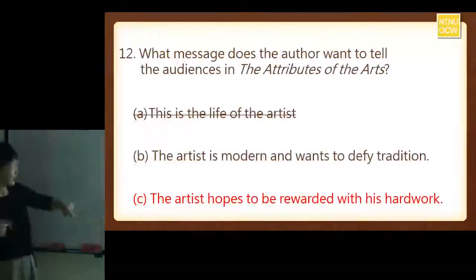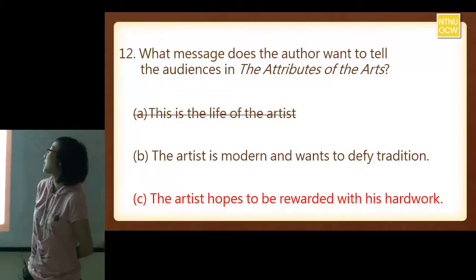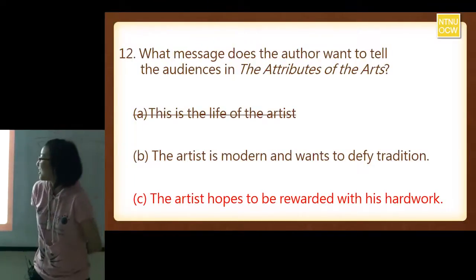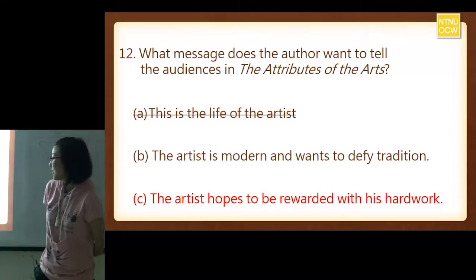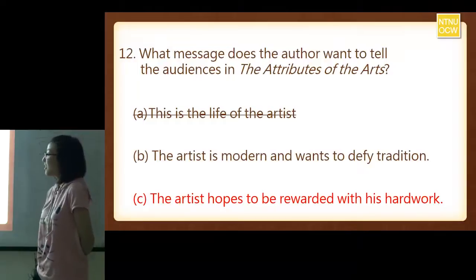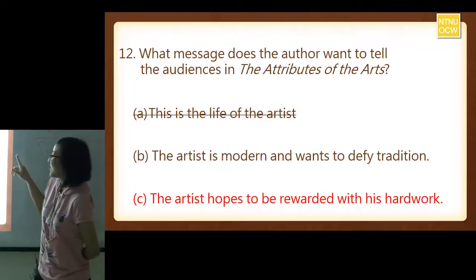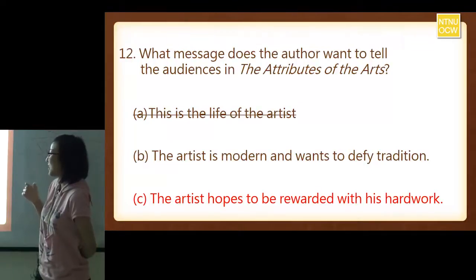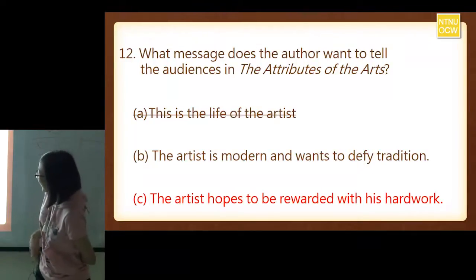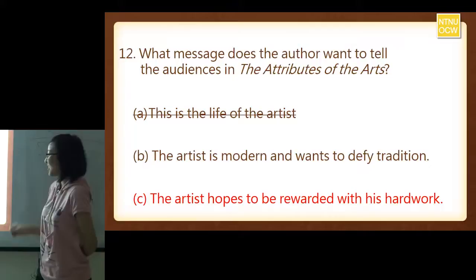This one is relatively simple. The next one: what message does the author want to tell the audience in the attributes of the art? The answer is C. The artist hopes to be rewarded with his hard work. That seems to be right, right? But then what's wrong with A and B? A is just superficial, it doesn't count. It's a surface object. And B, the artist wants to define tradition. I think no. Completely unrelated, right? Irrelevant.